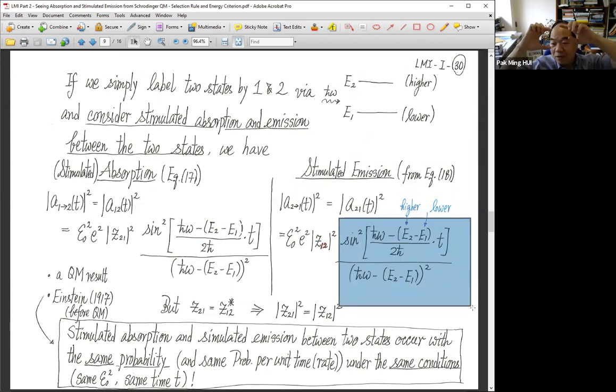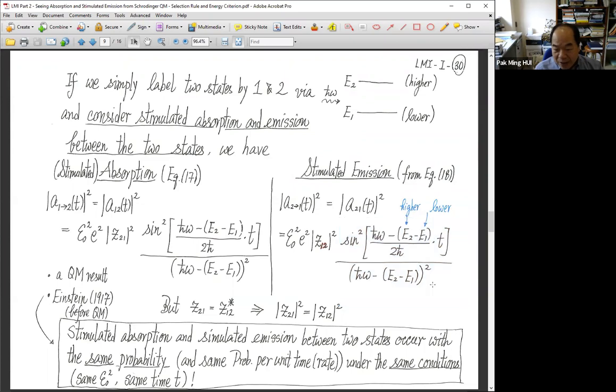If you call this higher, lower, okay, instead of initial, final. All you need is that h bar omega hits the right energy difference. That is the physics, okay? So let me summarize. As far as the time factor is concerned, when the two levels you are talking about are the same two levels, h bar omega comes in, you will have stimulated emission, stimulated absorption at the same time, and the formula are the same.